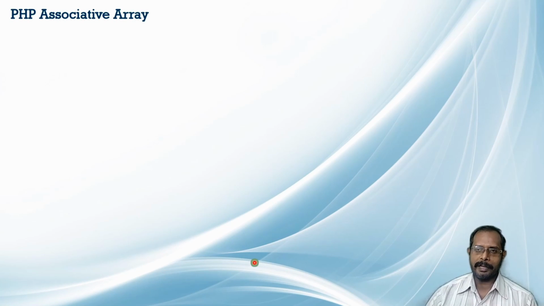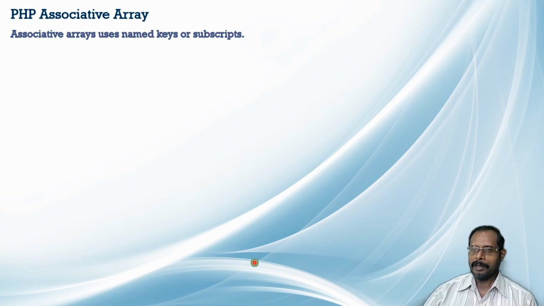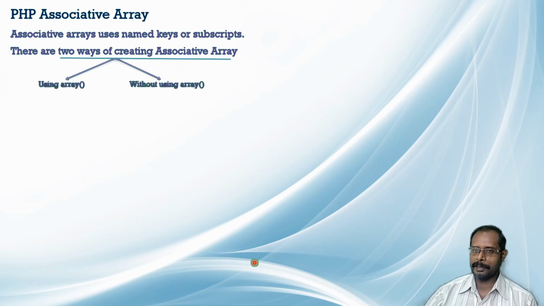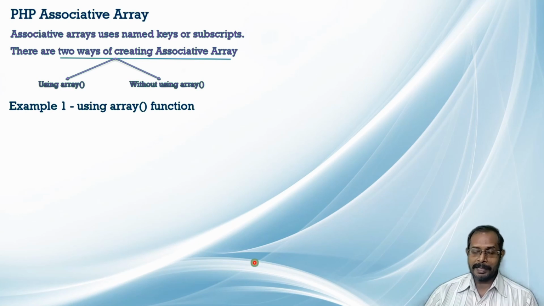We'll move to the next slide, how to create an associative array in PHP. As you know already, an associative array uses named keys or subscripts. Here also there are 2 ways of creating an associative array, that is using the array function and without using the array function. We will see these 2 methods with the help of 2 different examples. The first example uses the array function to define an associative array in PHP.